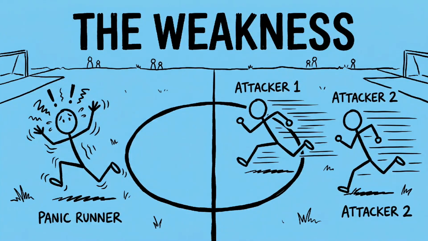But even this shape has a weakness. 3 central midfielders means one of them has to defend while 2 attack. Get the balance wrong, and you're exposed.